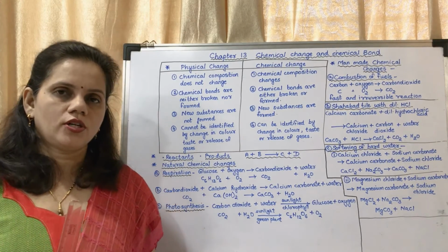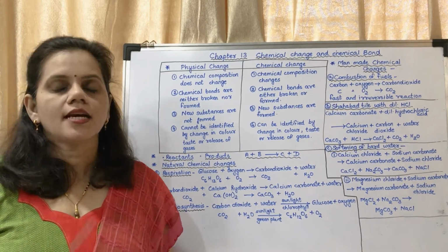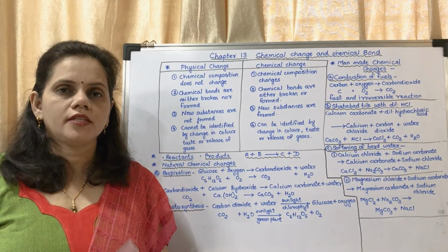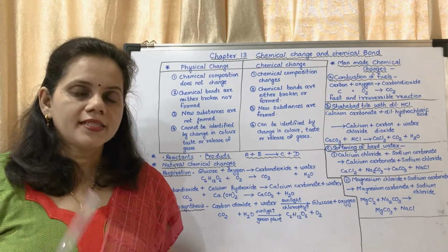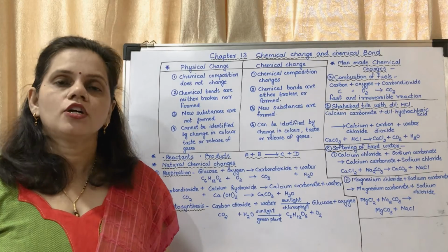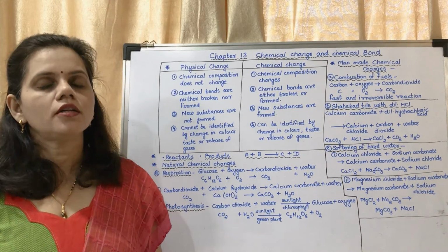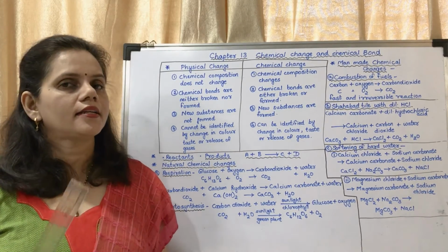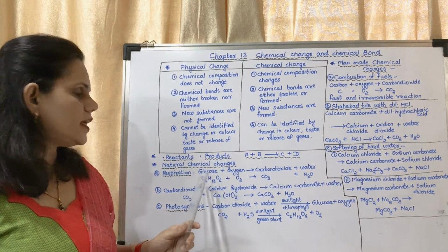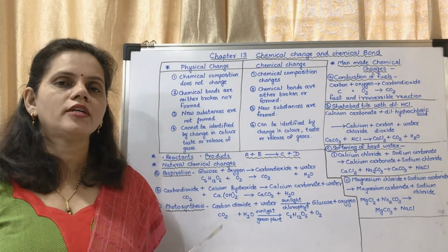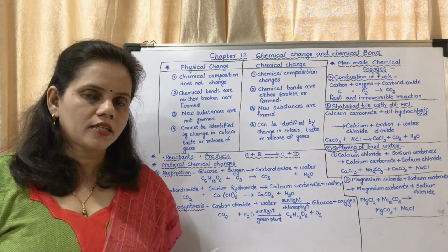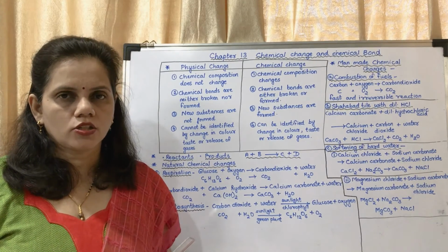So this is about the physical and chemical change. Distinguishing between physical and chemical change is a very important question. Besides that, all these reactions could be asked. You have to learn both the word equation and the chemical equation. You will be given only the reactants. For example, what happens during respiration? In that question you have to know the reactants also, you have to know the products also.